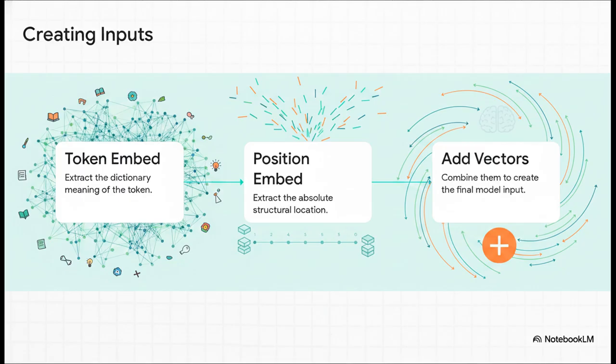First, we extract the token embedding, which gives us the semantic, dictionary meaning of the word. Second, we extract the positional embedding, which gives us the exact structural location of the word. Finally, we seamlessly add those two vectors together. By doing this, we provide the neural network with a final combined input that contains both the rich meaning of the word and its exact place in the text.